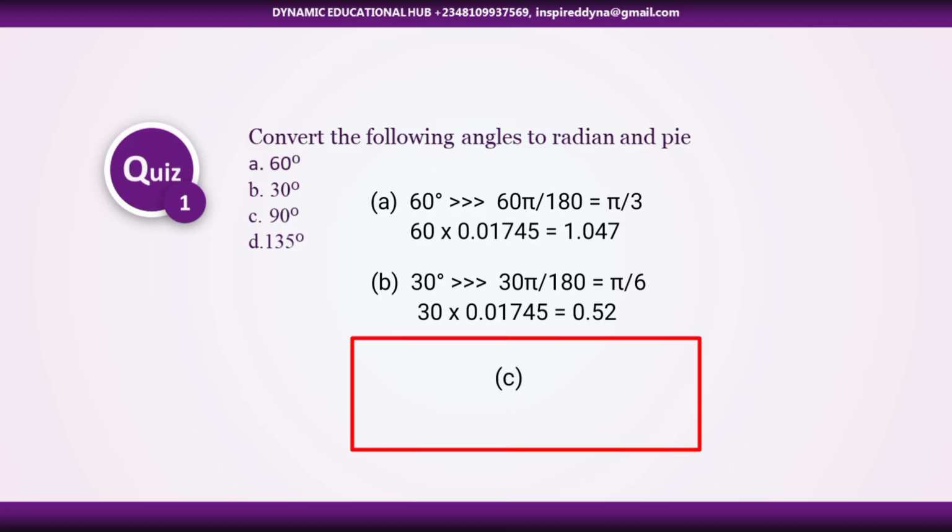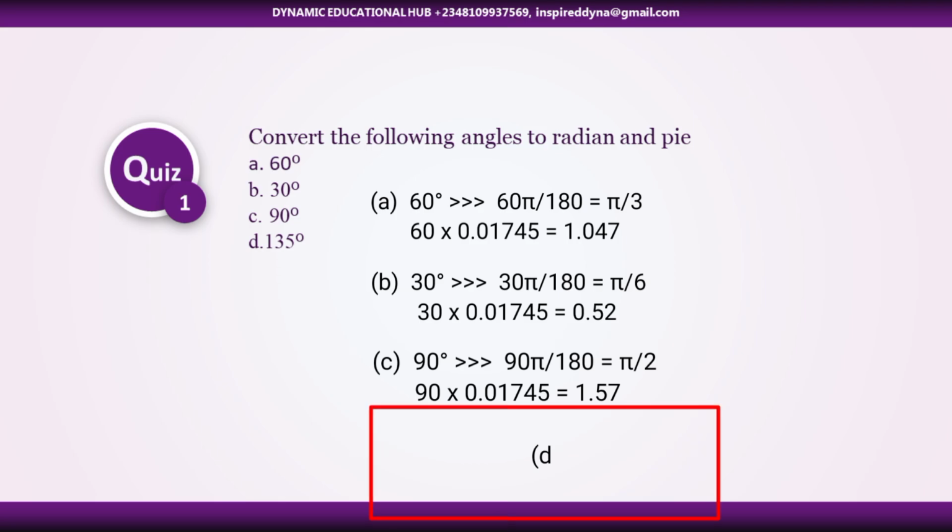Next question, which is 90 degree, and 90 degree is going to be what? 90 pi over 180 degree. And you divide 90 by 90, you have 1, and 180 divided by 90, that's 2, that's pi over 2. And in radian, we have 90 multiplied by 0.01745, and that is 1.57 rad.